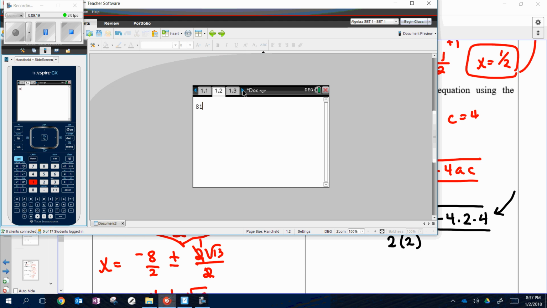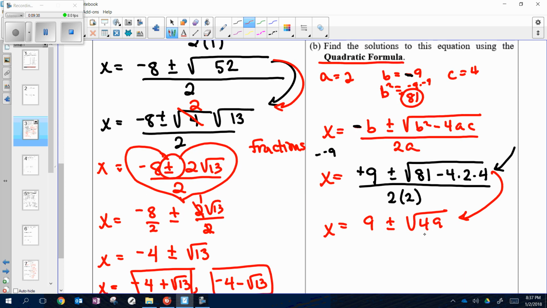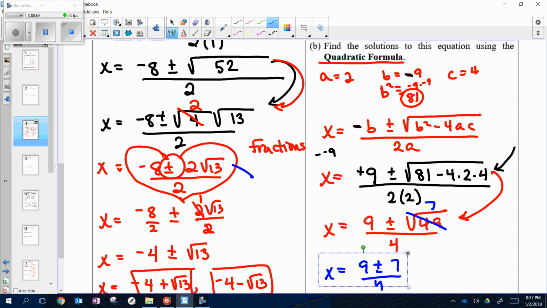81 minus 4 times 2 times 4. Enter. 49. Ooh, that's a nice perfect square. That just got me excited. You'll see why in a second. 9 plus or minus the square root of 49 is the number under the radical, all over 4 because 2 times 2 is 4. The reason I got excited is the square root of 49 is 7. That's a nice number. I can actually calculate. 9 plus or minus 7 all over 4 is much nicer than a radical 52 in the last example.